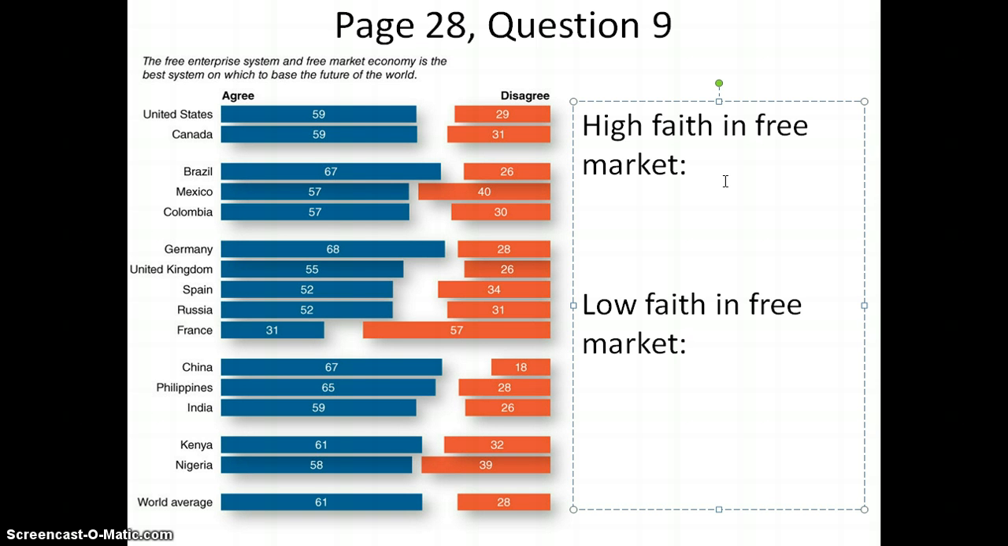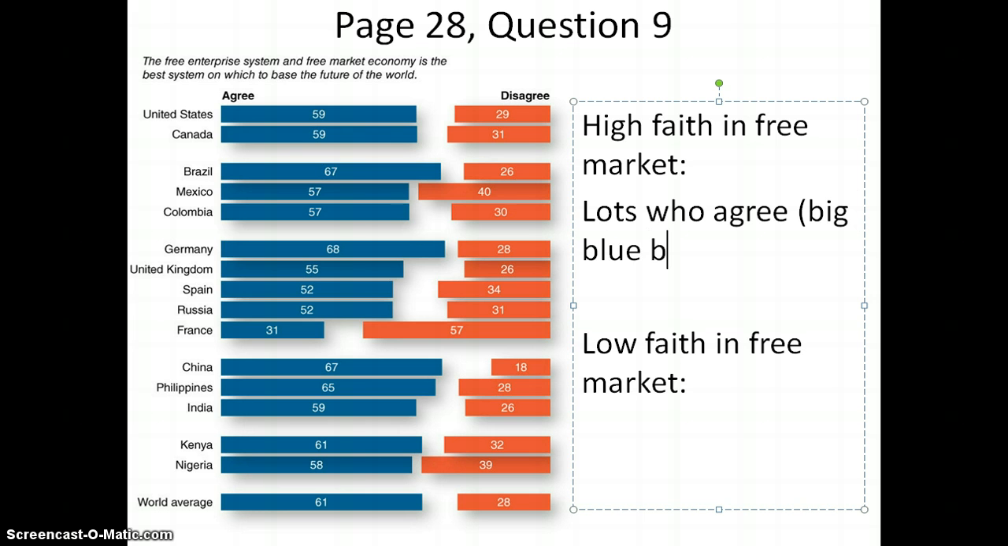So the people who agree with that statement would have a high faith in the market. So we would be looking here for lots who agree in the nation. So a big blue bar, in other words. Which of these nations has the biggest blue bar? Whereas those that have the low faith in free market would have very few who agree. So this would be a small blue bar. Okay. So you're looking for the nation with the smallest blue bar here. Okay.